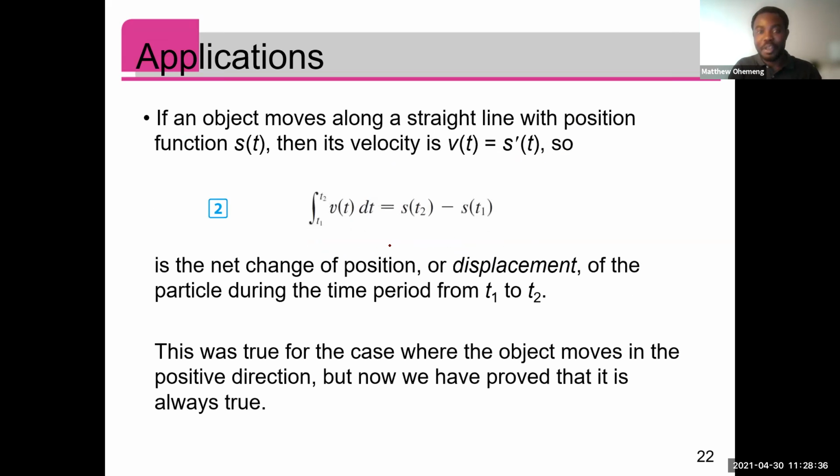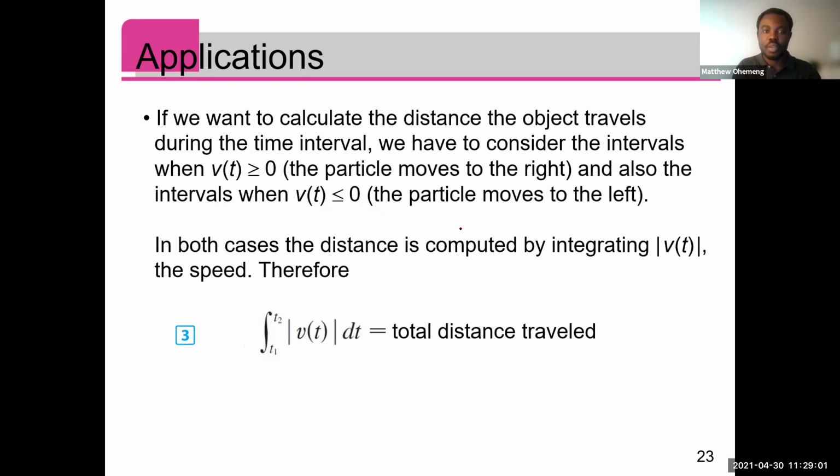Still, maybe you're into physics. Then you know that the velocity is the derivative of the position function. So if you're asked to evaluate this definite integral from time t1 to t2 of a velocity, then you know that it's going to be a net change in the position function. So the position function evaluated at the upper limit minus the position function evaluated at the lower limit. Okay. Now, let's look at some other applications.